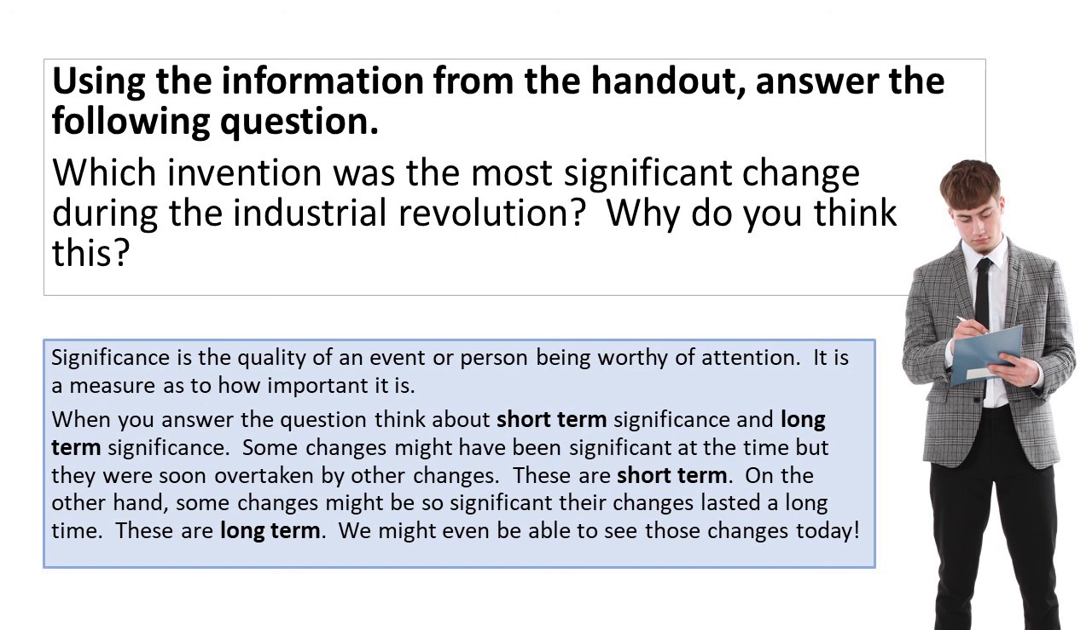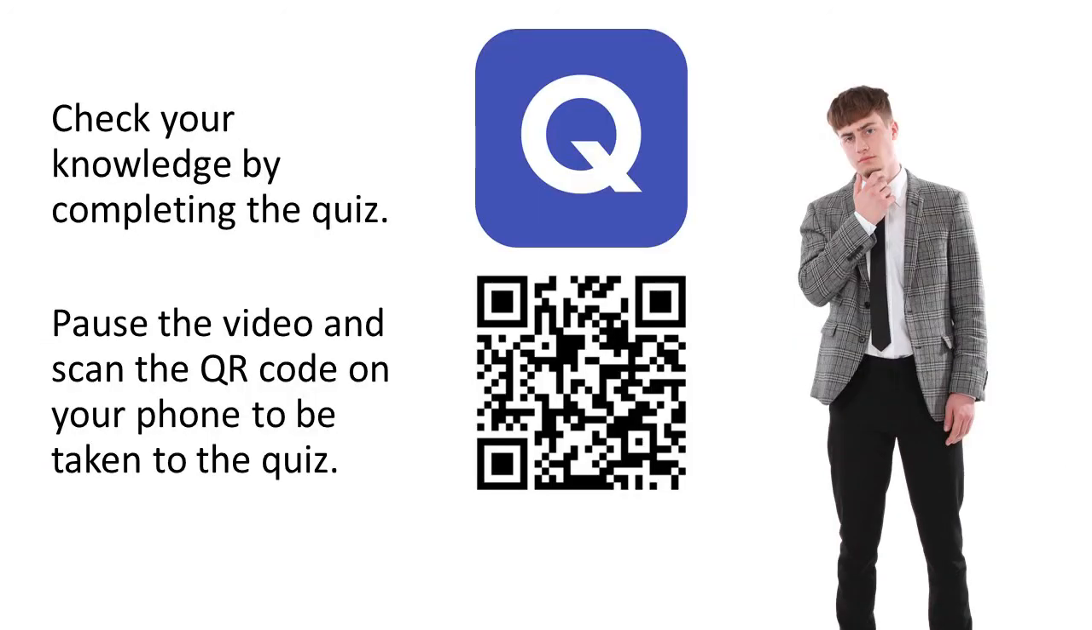And then finally, there's a quiz for you. You can access the quiz by using your phone. All you need to do is scan the QR code. So if you've got this up on a computer screen, just hold the phone in front of the computer screen, use a camera or a QR code reader, and that'll take you directly to the quiz, which is about this lesson.